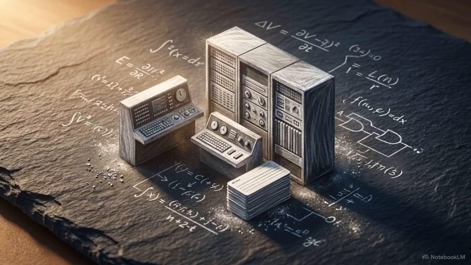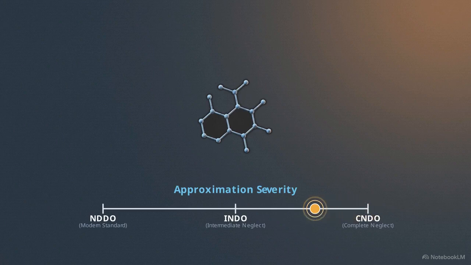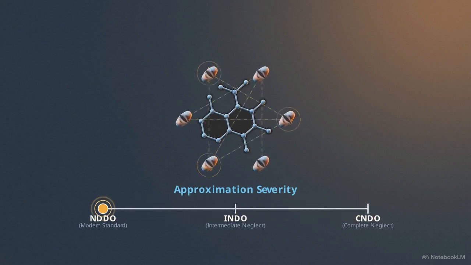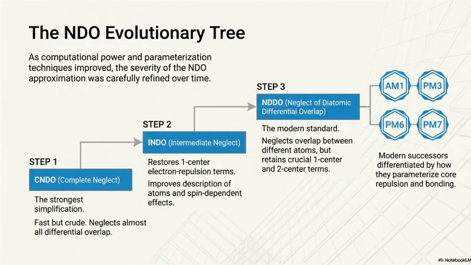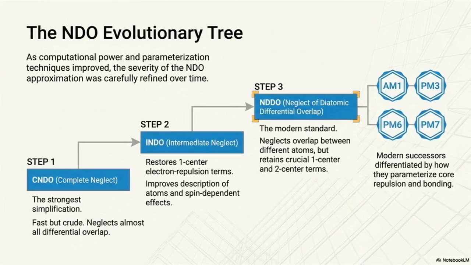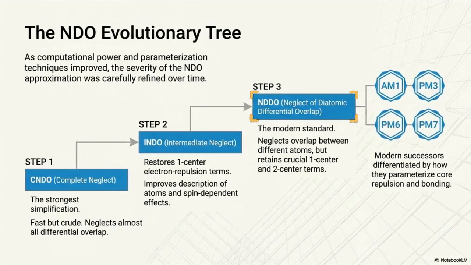Those original, severe amputations were a product of the early computing era. As hardware improved, chemists didn't abandon NDO. They carefully refined the severity of the approximation. This evolutionary tree charts that progression. The earliest methods used complete neglect, a fast but crude simplification, stripping away almost everything. Today, software relies on the NDDO standard. It neglects overlap only under strict conditions, retaining crucial terms and using sophisticated experimental parameterization.